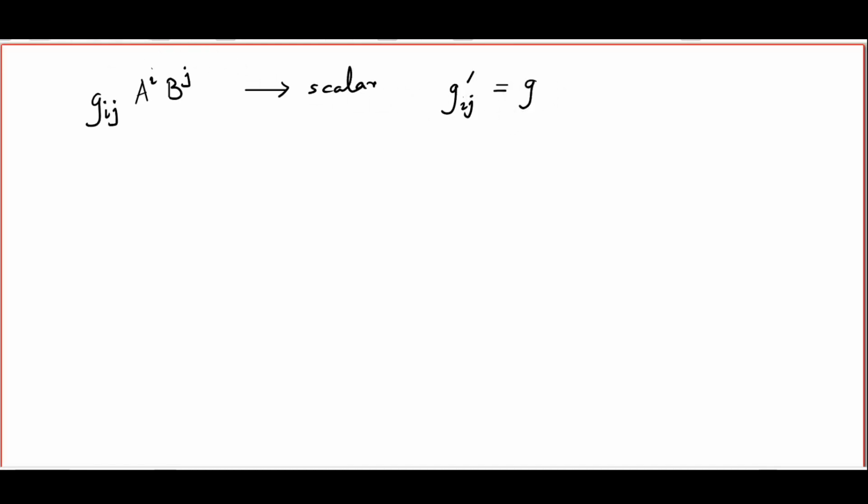G prime ij would have to be something like S_ik S_jl G_kl. That would be the transformation rule.